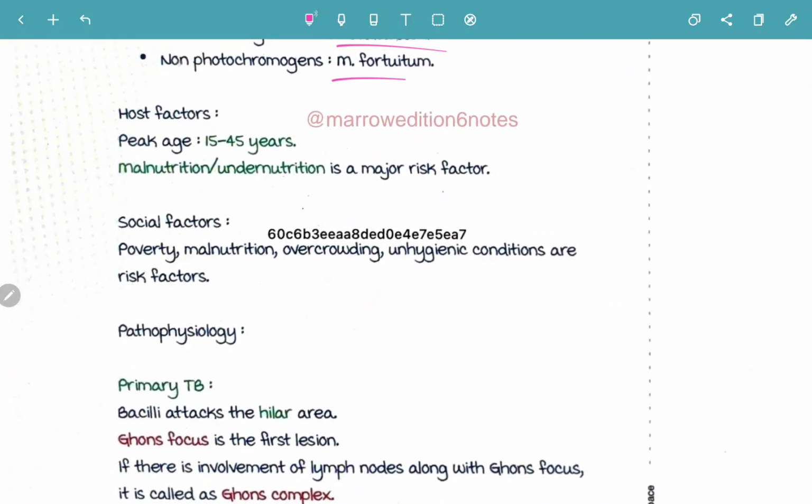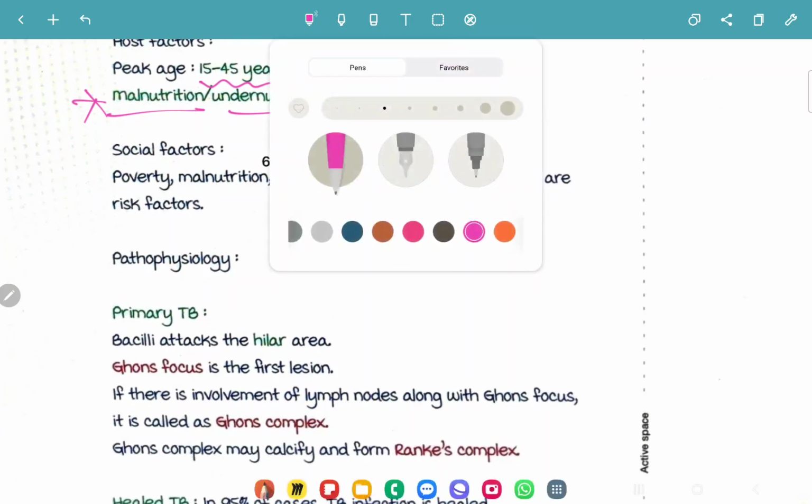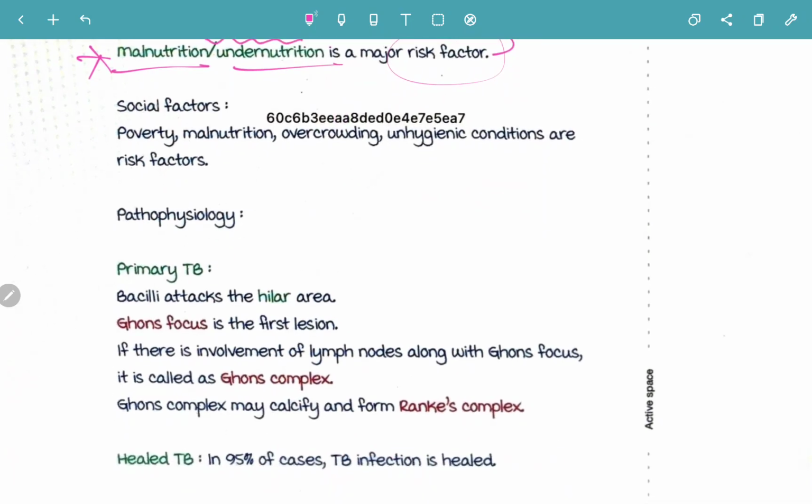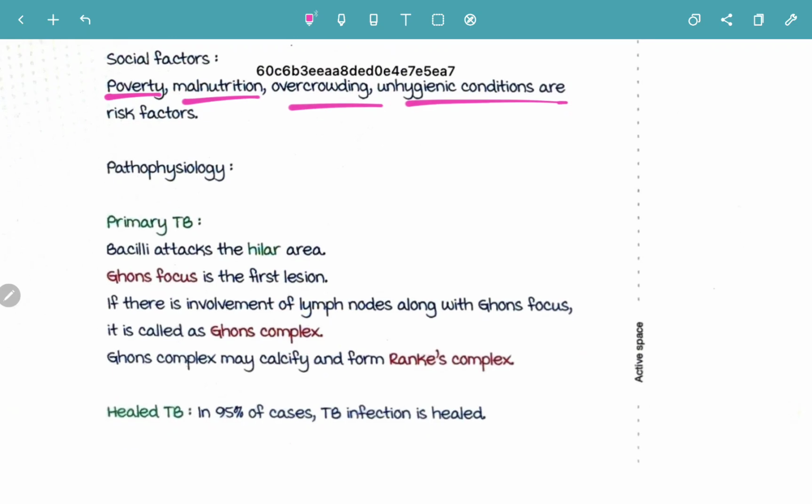Host factors. The age generally for TB is around 15 to 45 years. One of the main risk factors for tuberculosis is malnutrition or undernutrition, a very, very important risk factor. Coming to the social factors: poverty, malnutrition, overcrowding, unhygienic conditions. All these are risk factors for tuberculosis.